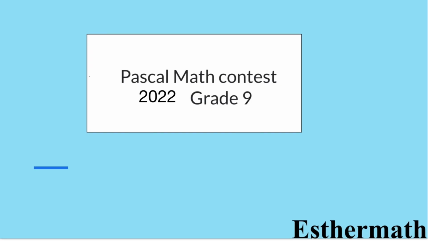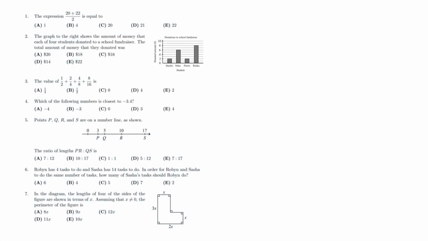2022, Grade 9. Number 1. The expression 20 plus 22 over 2 is equal to... 20 plus 22 over 2. That's 42 over 2, which is 21. So the answer of number 1 is D.